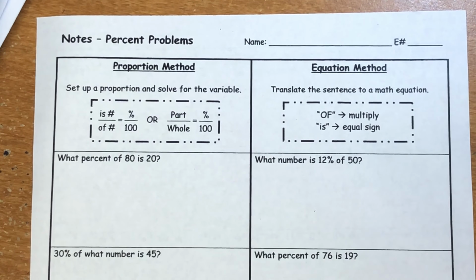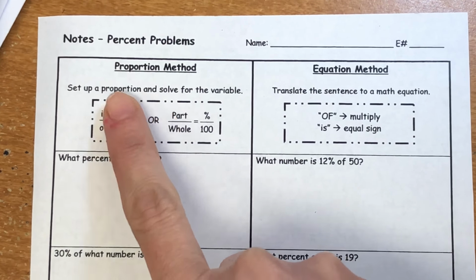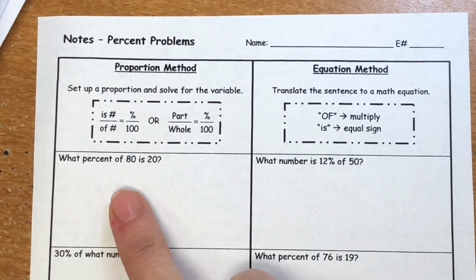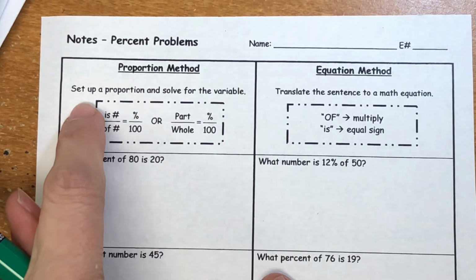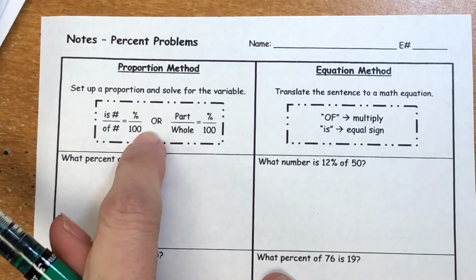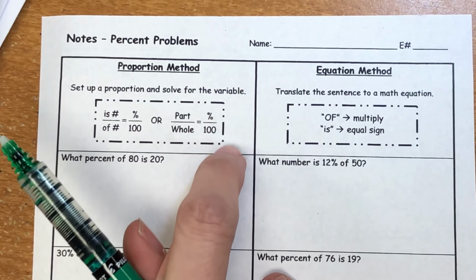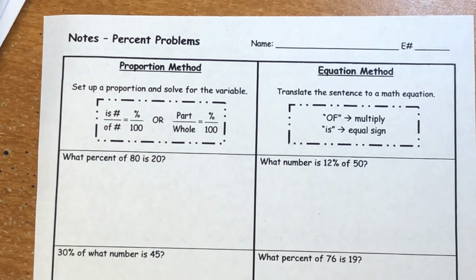All right, so percent problems. I'm going to present to you two different ways of figuring out percentages, or the part or the whole, okay? So the first method is the proportion method. You're going to set up a proportion and solve for the variable. So your is over of, and then percent over 100. Or you can think about it as part to whole, or part over whole, percent over 100, okay?